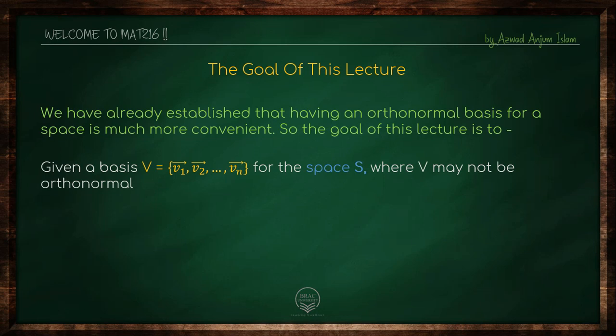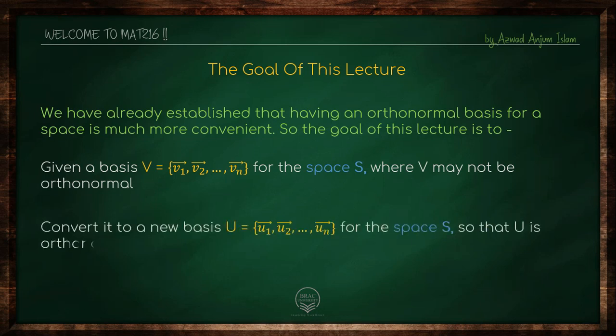So the next logical step naturally is going to be, if we are given a basis V which may not be orthonormal, let's just say this is an arbitrary basis, it would be great if we could convert this basis into a new basis which is orthonormal, right? So that is the goal of this lecture.